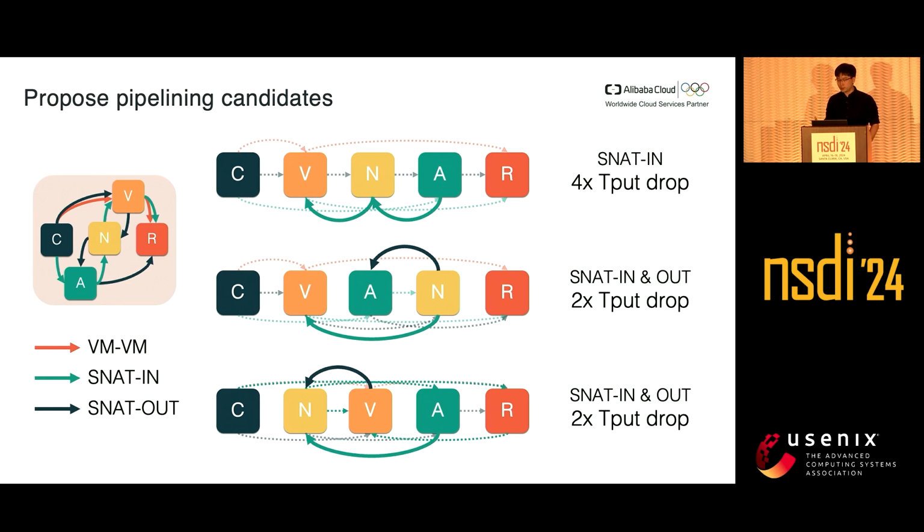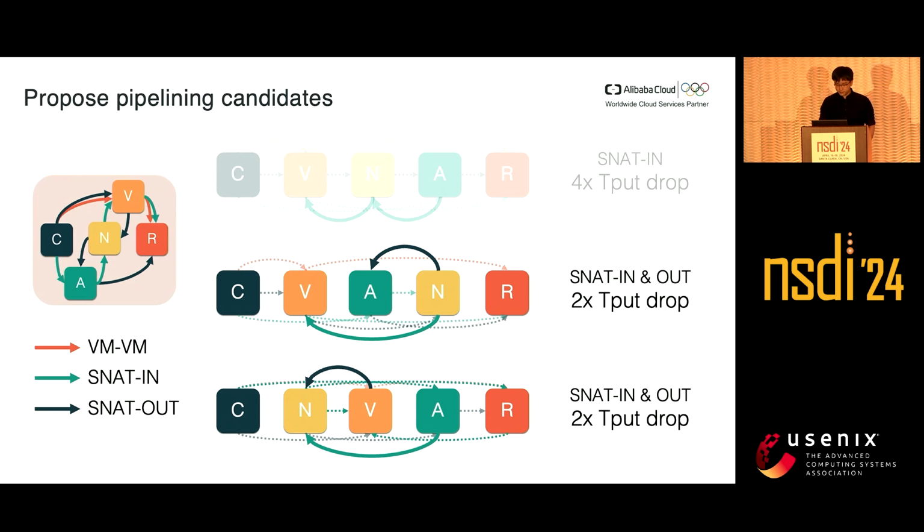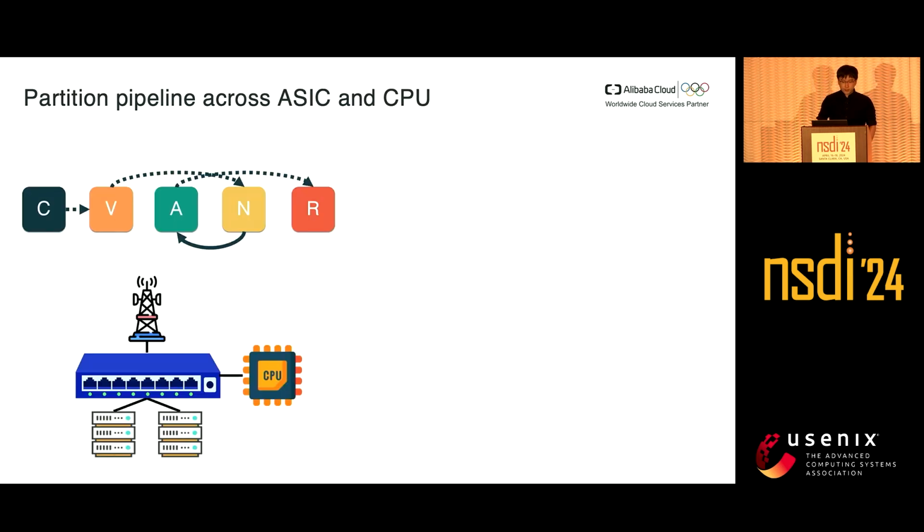None of these candidates is bad unless we know the traffic requirement. Suppose the traffic we have is 1/3 of the switch's capacity. That means the first plan is not possible. We have to choose one of the second two. Then it goes to the next stage: we want to partition the plan.